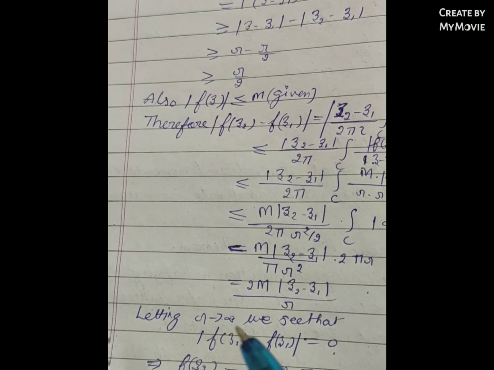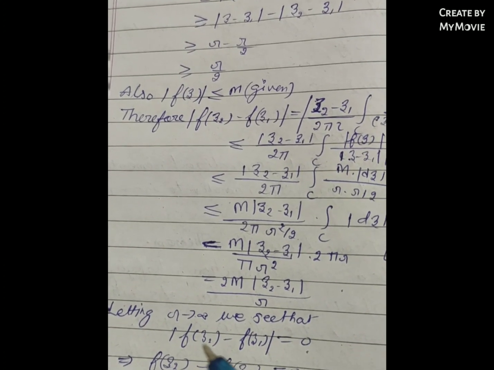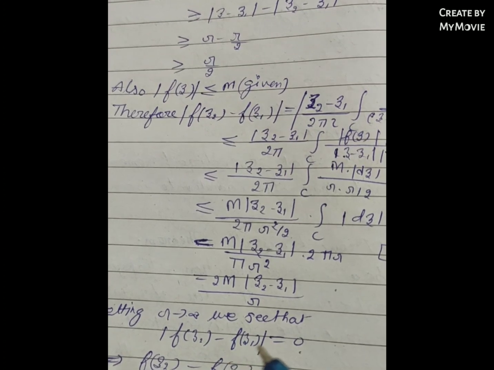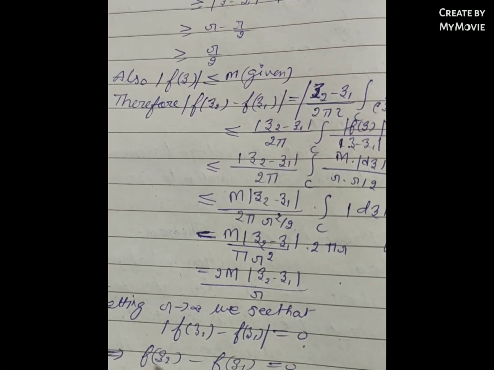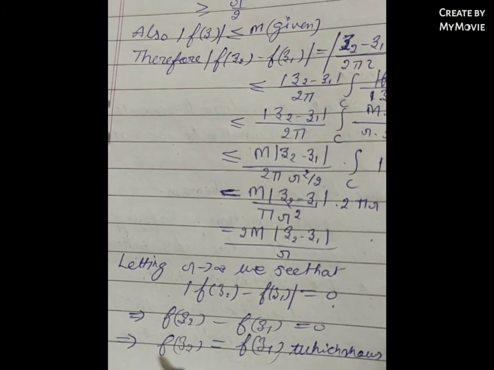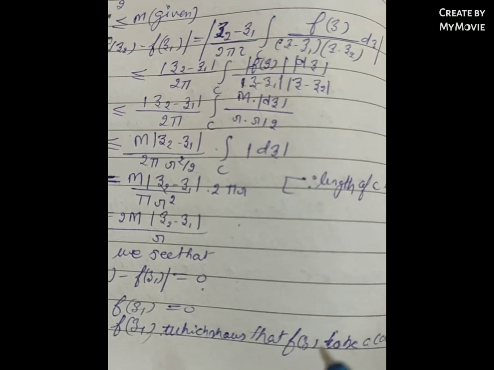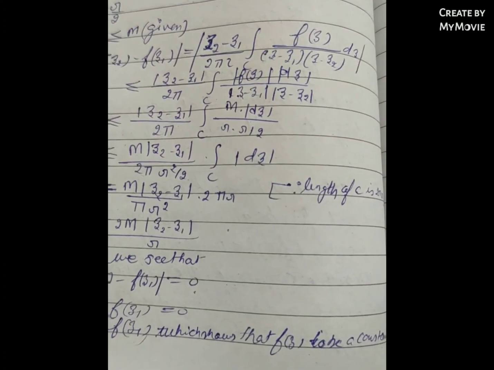Letting r tend to infinity, we see that |f(z2) − f(z1)| = 0, which implies f(z2) − f(z1) is 0, which implies f(z2) = f(z1), which shows that f(z) is a constant.